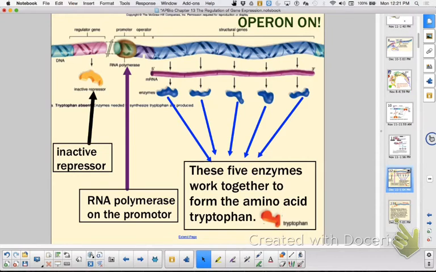Clarifying questions. An operon is on if more tryptophan is needed, right? And off if not? An operon is considered on if there is no repressor stopping it. An operon is considered off if there's a repressor in the way. Okay, what else?